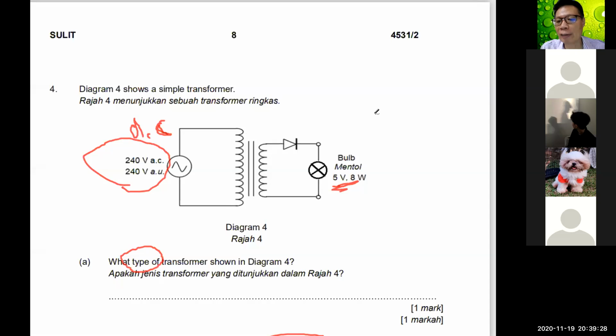Jolin, can a transformer work with DC or not? Cannot. Transformer only works with AC.